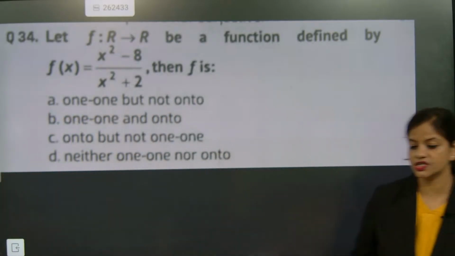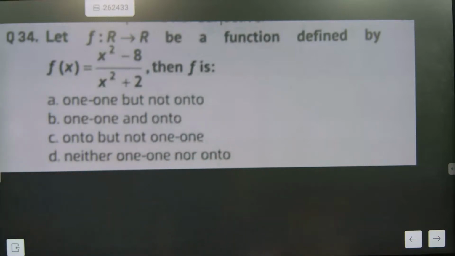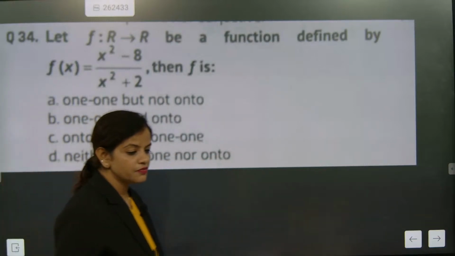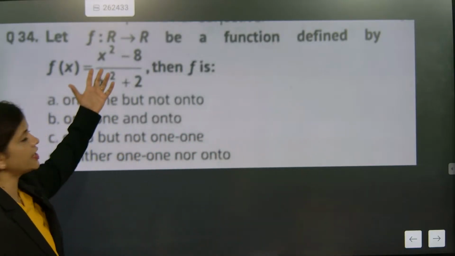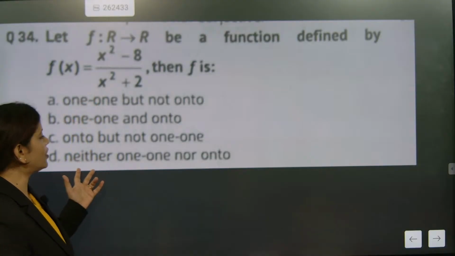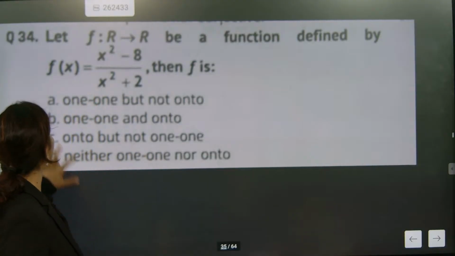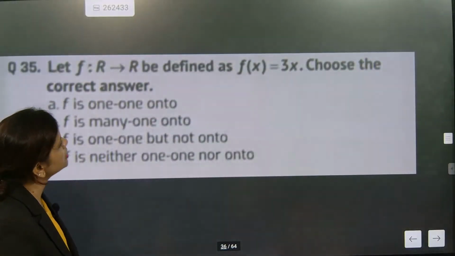Kishore, very good, well judged. Super. So since it is quadratic, always use the shortcut way. Today I'm going to teach you some very easy techniques. Here the quadratic part is there: in the function itself, x square is there in both numerator and denominator. 100% neither one-one nor onto. So option D is going to be the correct answer. Without solving, we analyzed and solved. Now go for the next question.